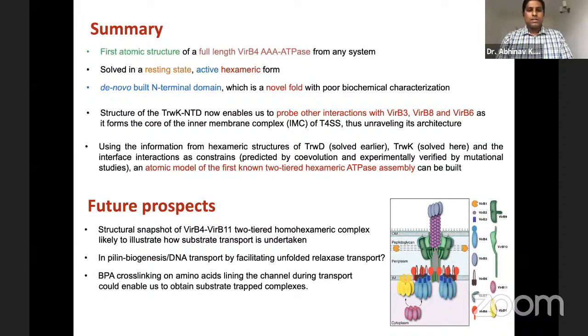So these are the few things that we are trying to work out, and we are also trying to see if we can get substrate-trapped complexes in which you can block the process at certain stages, and actually trap the whole secretion system transporting the DNA in it and visualize that whole assembly together, something which would be quite fantastic to look at in future.